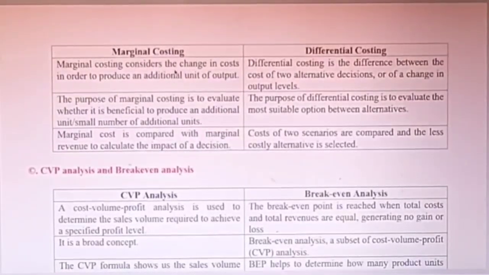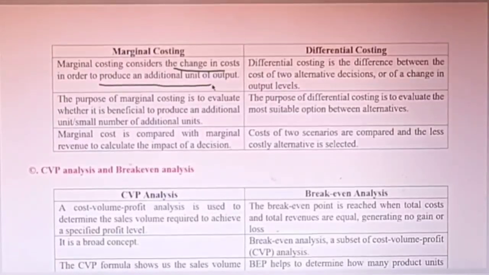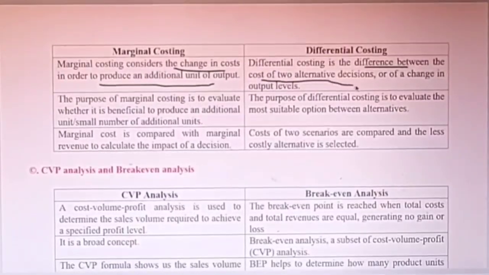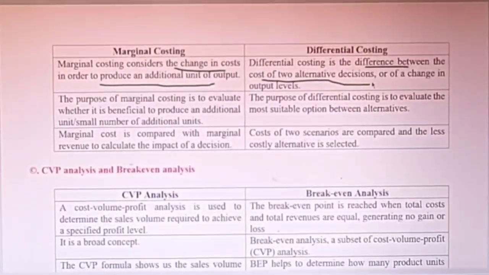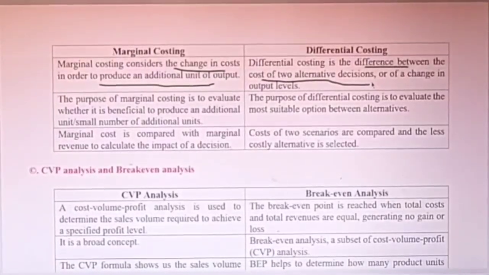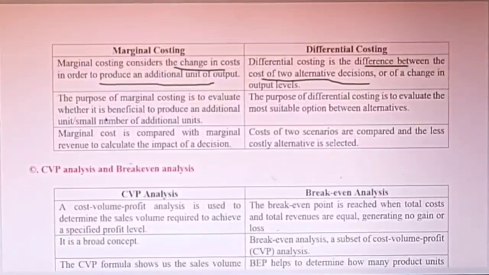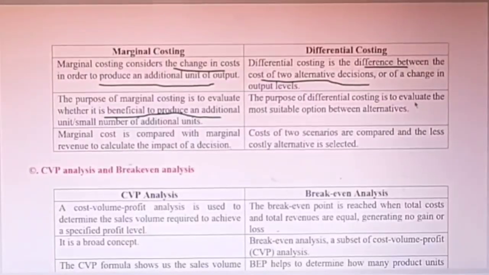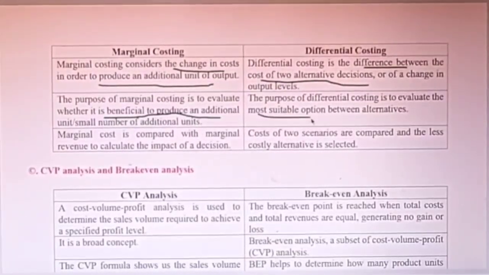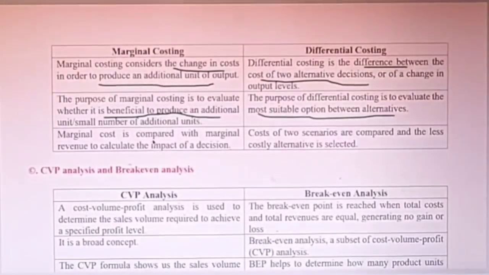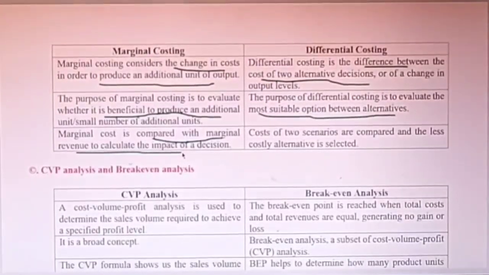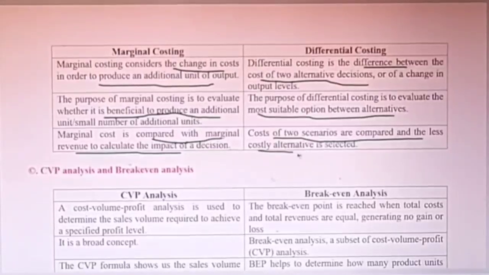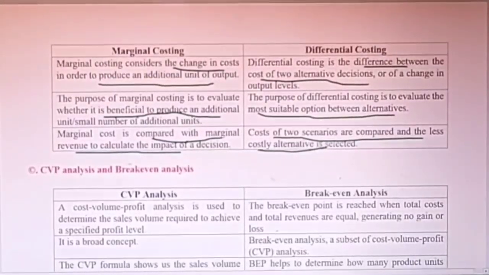Marginal costing considers the change in cost in order to produce an additional unit of output, whereas in differential costing, the difference between the cost of two alternative decisions or production techniques that can change the output level is considered. The purpose of marginal costing is to evaluate whether it is beneficial to produce an additional commodity or not. But in differential costing, the evaluation is of the most suitable option between the alternatives. Marginal cost is compared with the marginal revenue to calculate the impact of the decision, whereas the costs of two scenarios are compared and the less costly alternative is selected in differential costing.